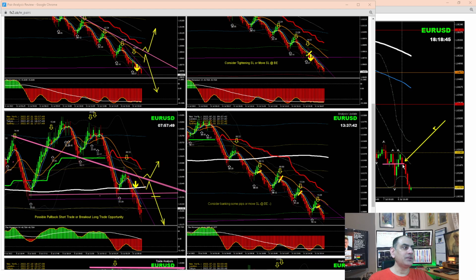We have this breakout from here in 4-hour. So you can see here that 4-hour breakout is performed. After that, you can see all the pullbacks here. After this breakout, we have this pullback, we have this pullback, we have another pullback. We announced all these pullbacks.